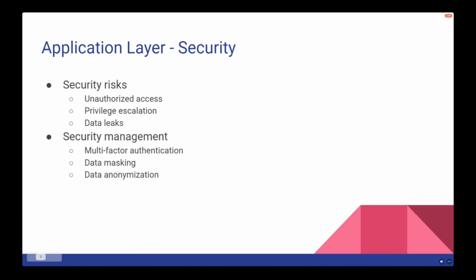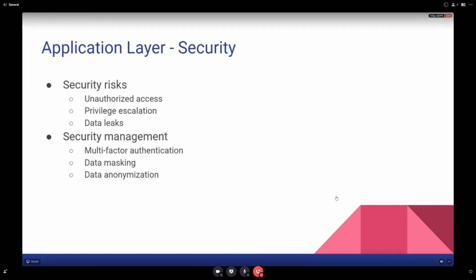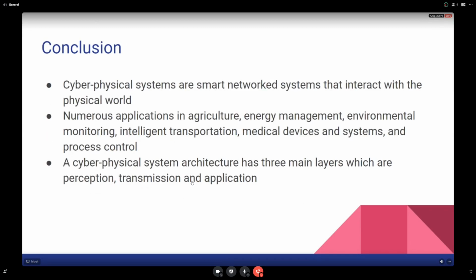And the application layer also has some security issues. Some security risks include unauthorized access, privilege escalation, and data leaks. And some ways to mitigate those security risks would be to implement multi-factor authentication, data masking, and data anonymization. And those are just ways to encrypt data so that if it does leak, it won't be too bad. Next slide, please.